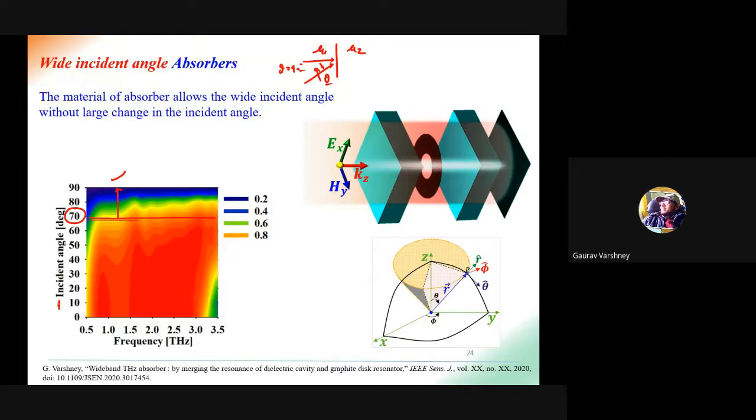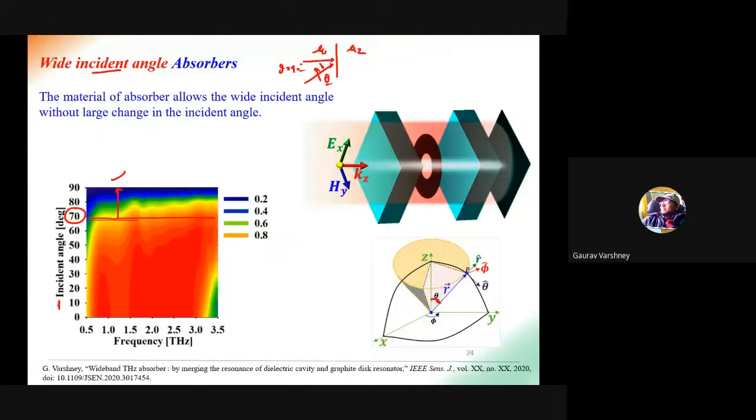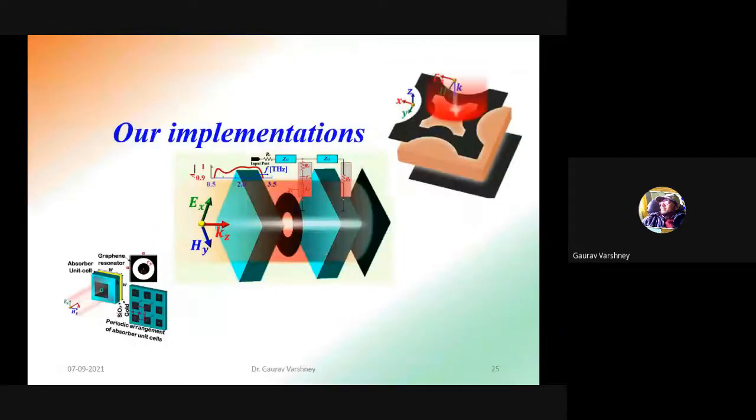Here, theta, the elevation angle in the spherical coordinate system, defines the incidence angle. People working in the field of electromagnetics can understand this. So this was all around the concept of absorbers, and these are the different research gaps available in the literature. Now I will discuss the implementation.